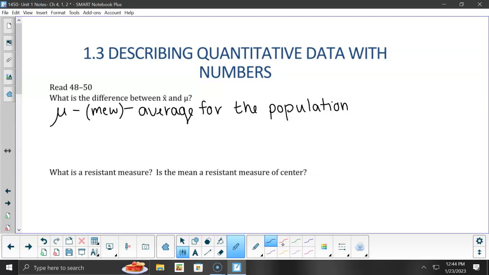So, mu is the average for the population. Now, that is the big thing, it's population. It's everybody. So if you don't know that it's for a population, you have to assume it's for a sample. And that's where x bar comes in. This is pronounced x bar, x with a bar on the top. That's going to be your average for a sample.